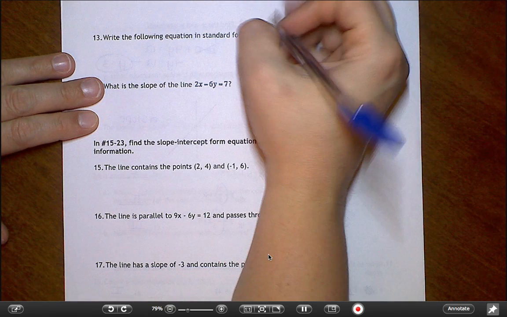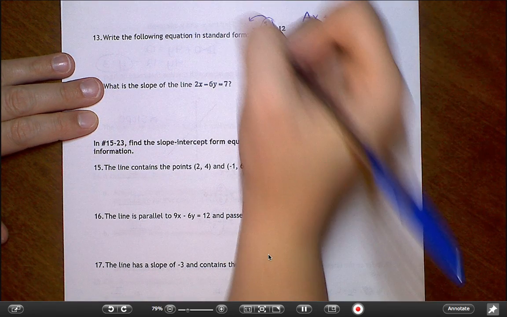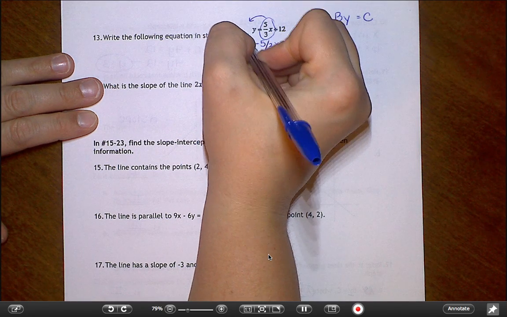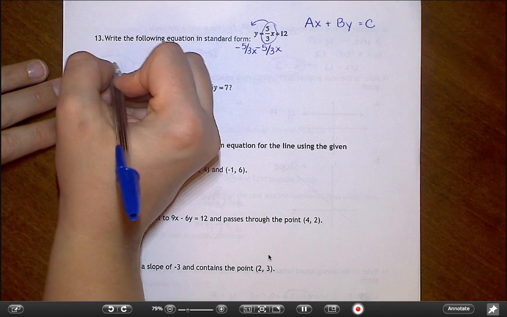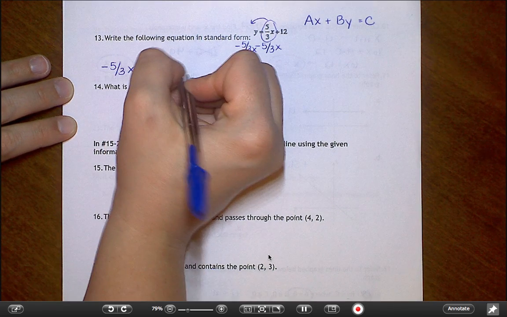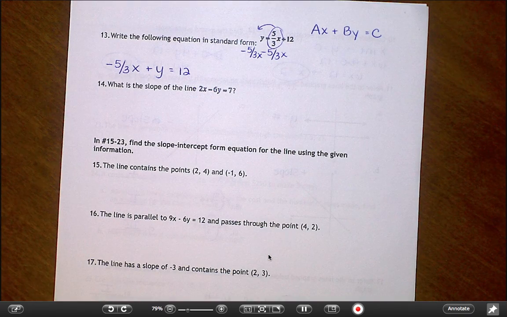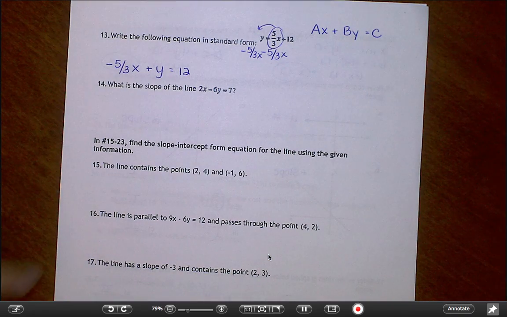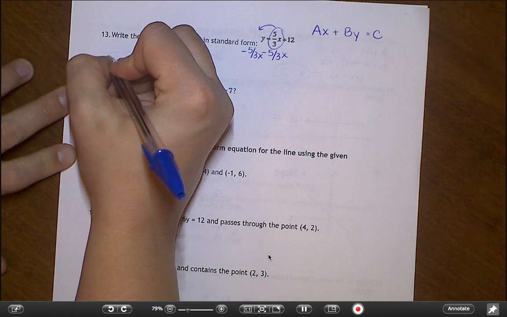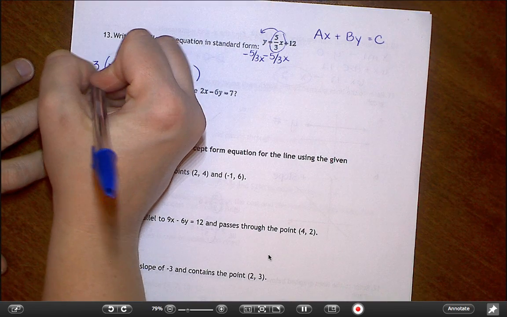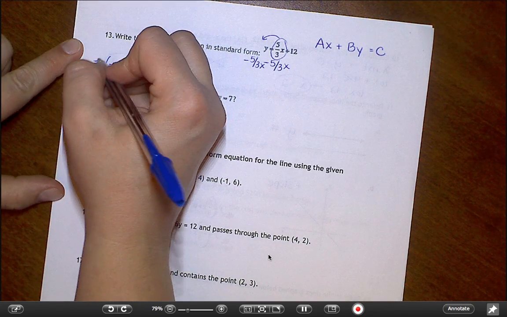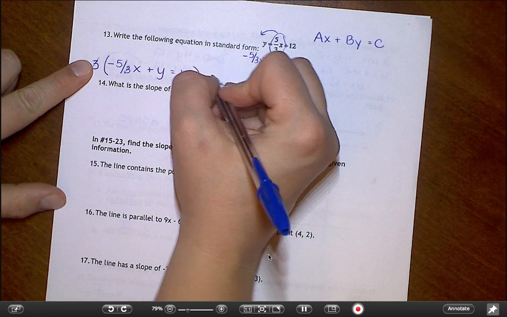So first thing I'm going to do is move this x term to the other side. And I'm going to do that by subtracting 5/3 x and subtracting 5/3 x. So that's going to leave me with negative 5/3 x plus y equals 12. Now technically we're in the right form, but one other thing you should know about standard form is that you're not allowed to have fractions in it. So the way that we can clear out this fraction is I'm going to take the entire equation and multiply by the denominator of the fraction. I'm going to multiply by 3. So right here, if I multiply by 3, this 3 and this 3 are going to cancel, and I'll be left with just a negative 5.